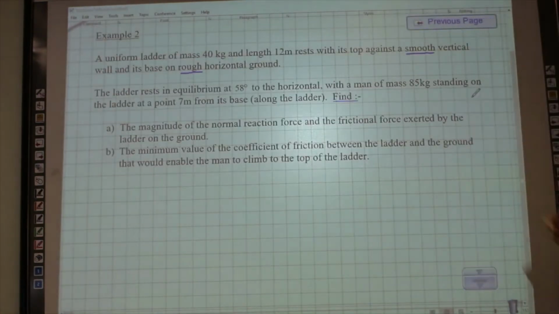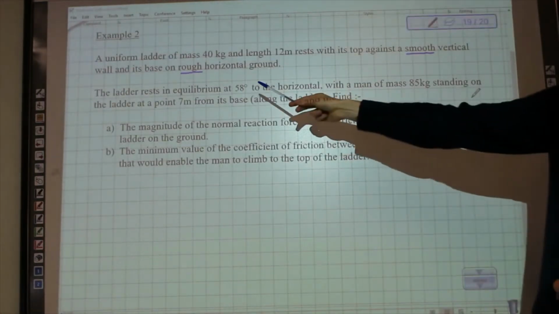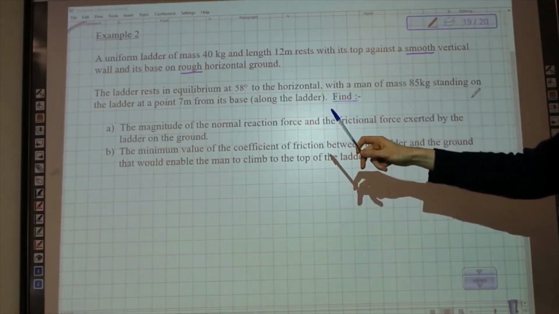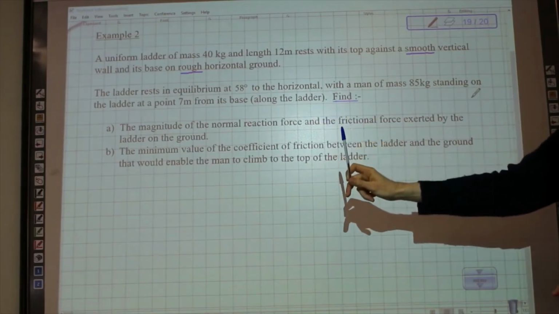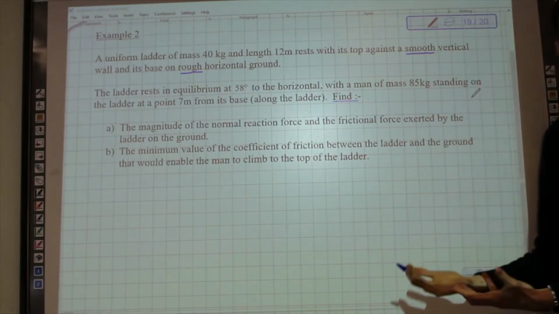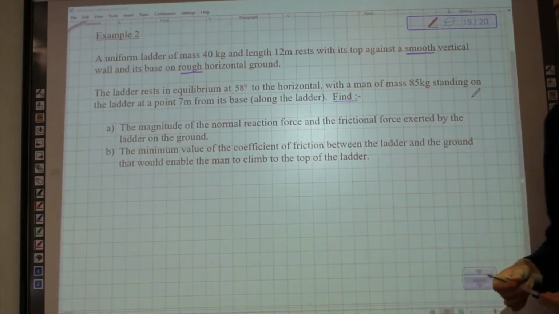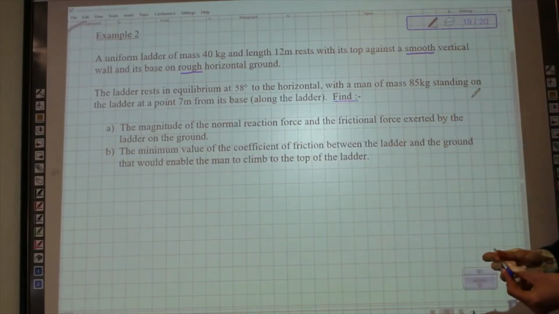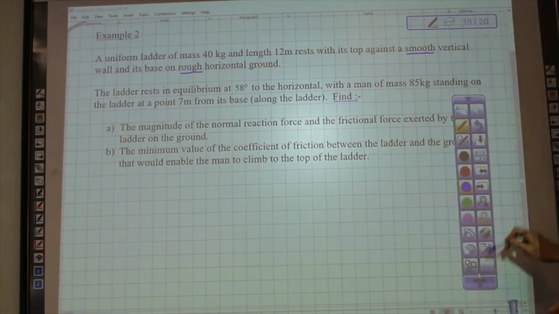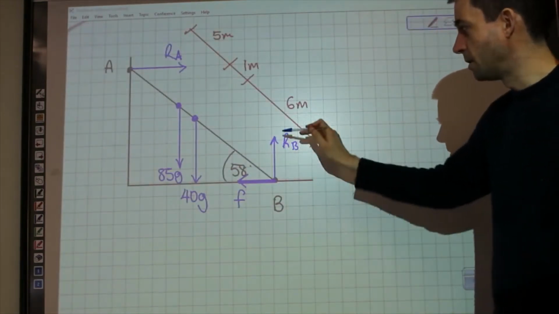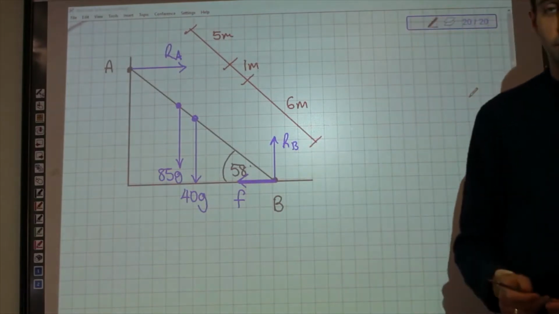Referring back to the question: the ladder rests in equilibrium at 58 degrees to the horizontal, with the man 7 metres from its base. Have I been told the coefficient of friction? I have not. So I'm on to starting the question, having labelled all the forces that I know are operating on the system. Part A: the magnitude of the normal reaction force and the frictional force exerted by the ladder on the ground. So I want to know RB and I want to know the frictional force.